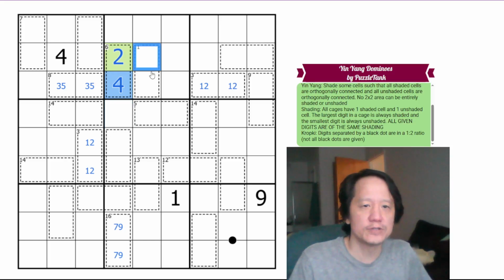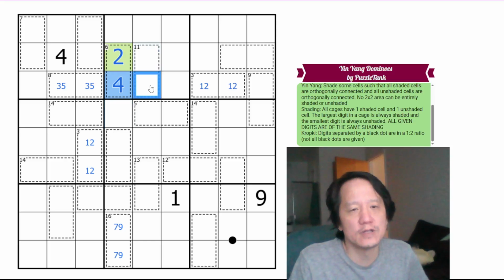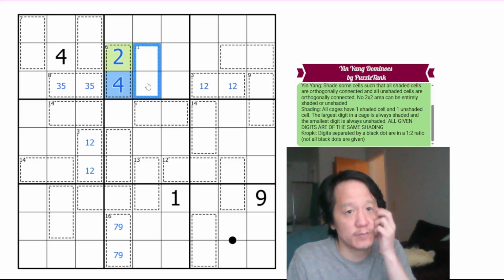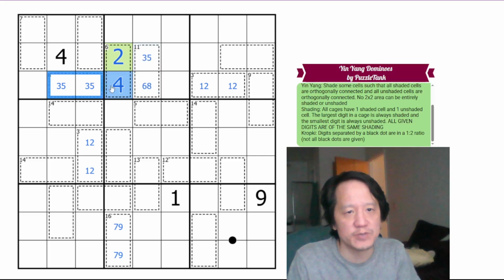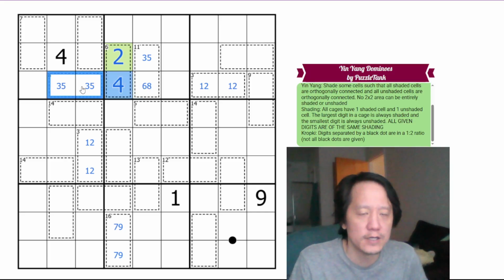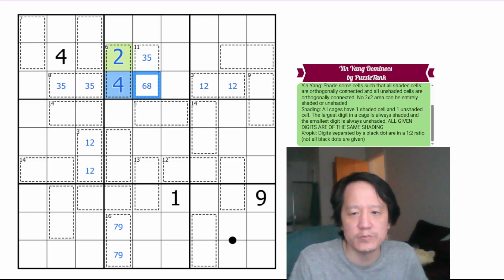This cannot be a 2-9 pair adding up to 11. It cannot be 4-7. It must be 3-8, which this is 3 and that's 8, or 5-6, in which case this is 5 and that's 6, because it cannot be 3 or 5 here because of the 3-5 pair in the row. Okay, yeah, this has to be the larger number, so this is blue. This is a smaller number, so that's green.